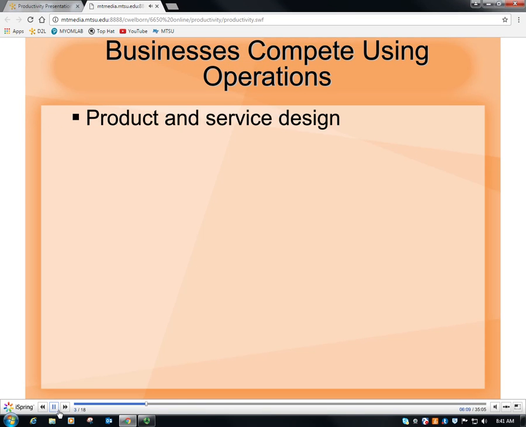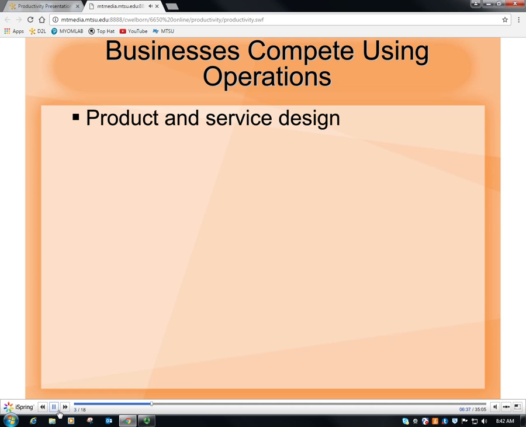So businesses compete using operations. When we talk about operations management, that's a core course for the MBA program, which means every student that wants an MBA will take an operations management course. And again, I think that's a term most people are familiar with, operations or operations management. What does it mean for the business? Businesses can compete with their operations. It's just how we get our work done.